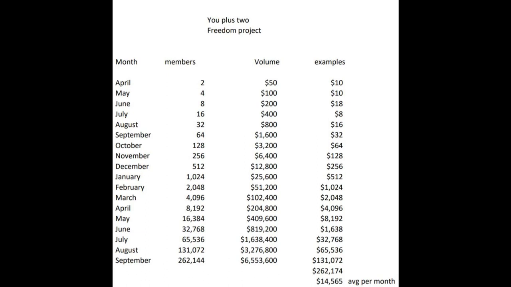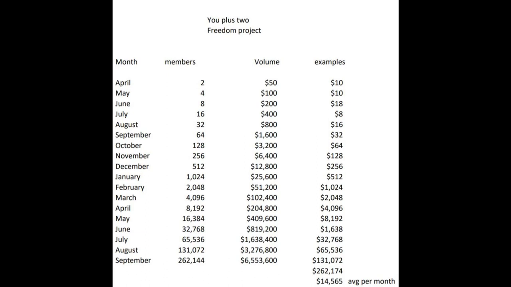So when we're in business and we're building 2 by 2, providing support to our teams, when we get down into March, for example, you have 4,096 people in your team. Some of you in HBN right now have 50, 60, and 70,000 people in your team. But okay, 4,096 people on your team at 25 CV is going to equal 102,400 in volume just on that one level.